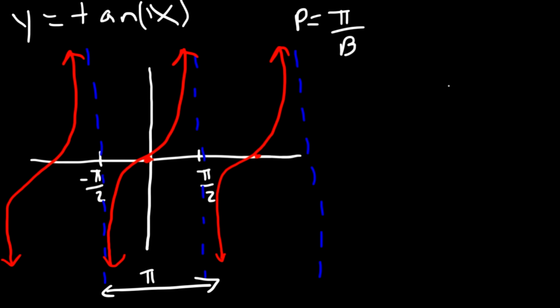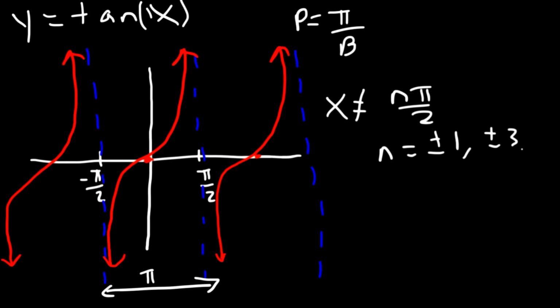Now what about the domain? So all we need to do is remove the vertical asymptotes. X cannot be n pi over 2, where n is plus or minus 1, plus or minus 3, and plus or minus 5, and so forth. The next vertical asymptote is 3 pi over 2. And if you add pi, you'll get 5 pi over 2, and so forth.